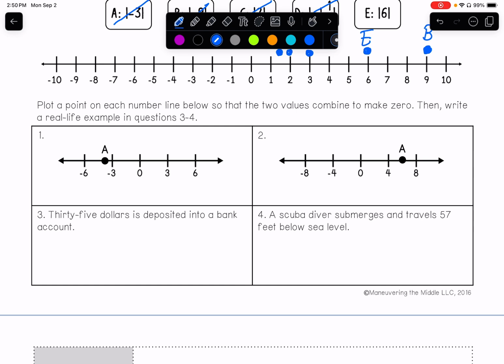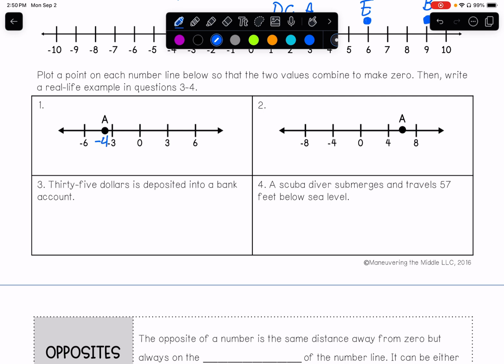This is +6. So what could we add to +6 to make it 0? Well, the opposite of +6 is -6. Nicely done. So now we're going to do an example of this in real life.